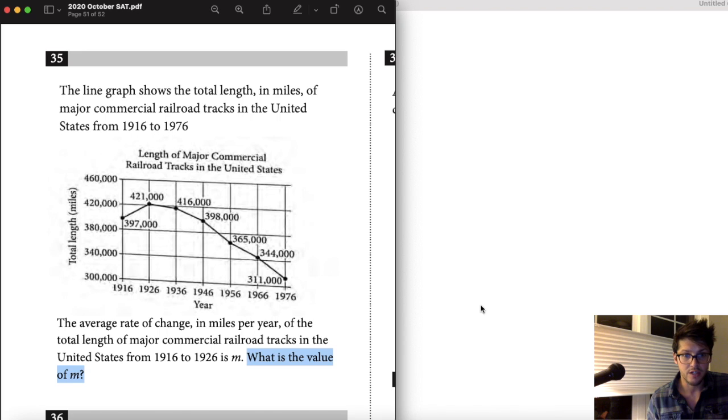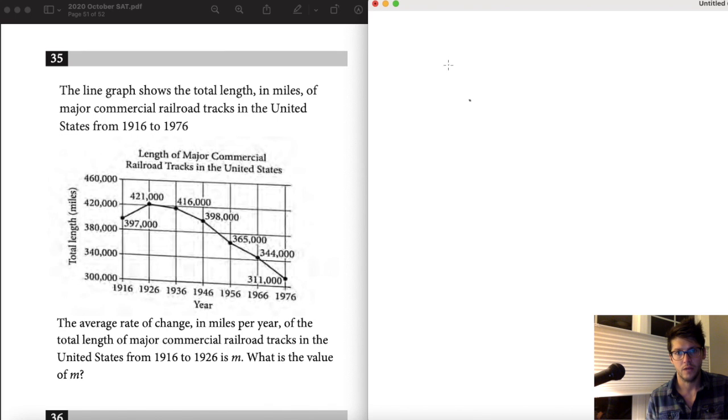The average rate of change in miles per year of the total length of major commercial railroad tracks in the United States. Total length of major commercial railroad tracks is literally just the y-axis, the points on the y. From 1916, the very beginning, to 1926, just this line right here. All you got to do is calculate the slope. So rise over run, rate of change is slope. Let's just do it this way. Sometimes what I do, this is another way of saying rise over run: the difference in the y's over the difference in the x's.